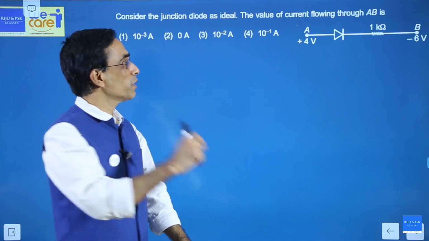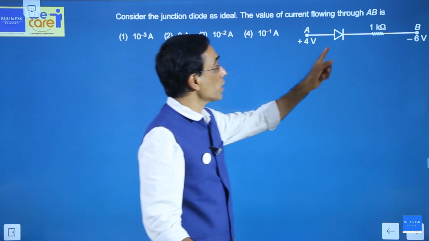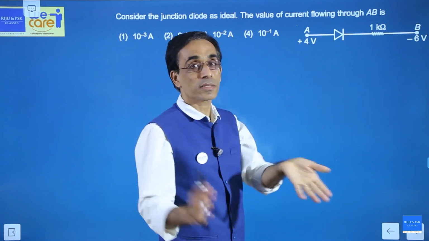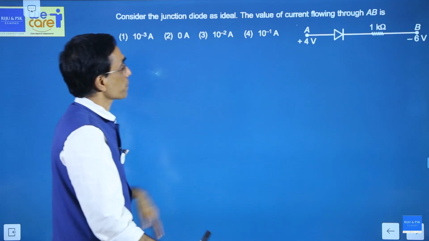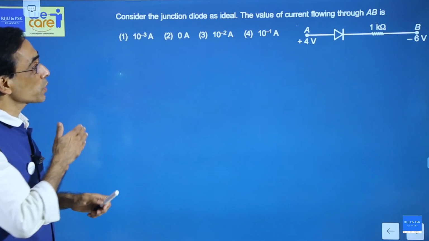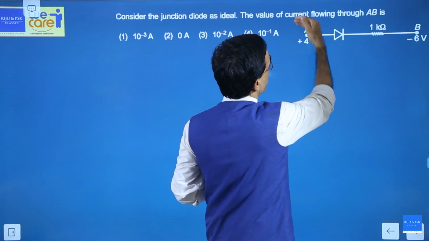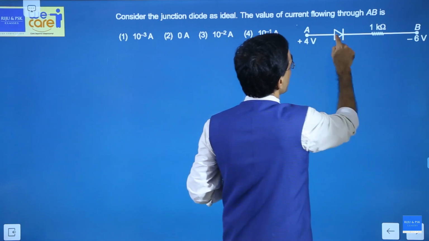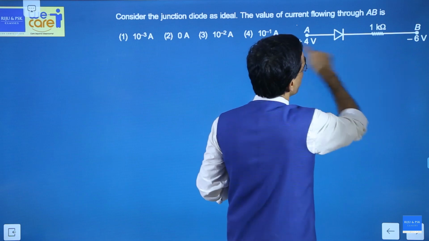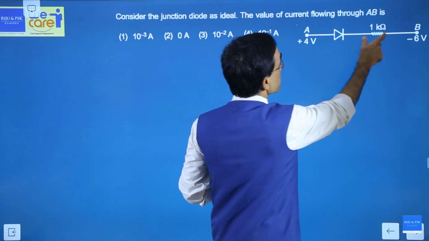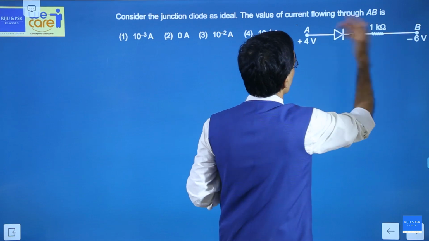There is no big deal with a real resistance diode, because if there is a resistance in the diode, then you have to use that in the circuit, that's all. Ideal means you use 0. Value of the current flowing through AB. What do you want the current from? You know, this is plus 4 higher potential, minus 6 lower potential, P side higher, N side lower, forward bias conducting. If it is conducting, there is a resistance 1K, you need to know the potential difference.